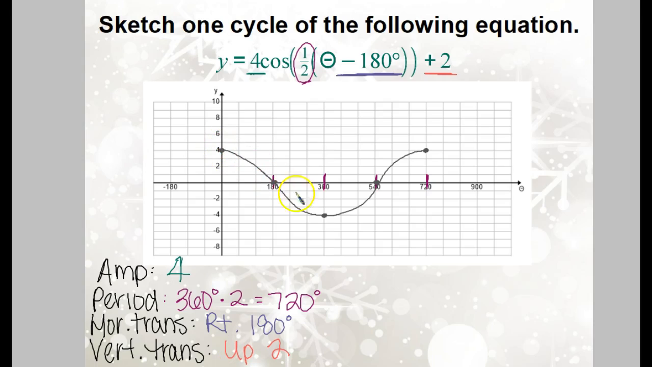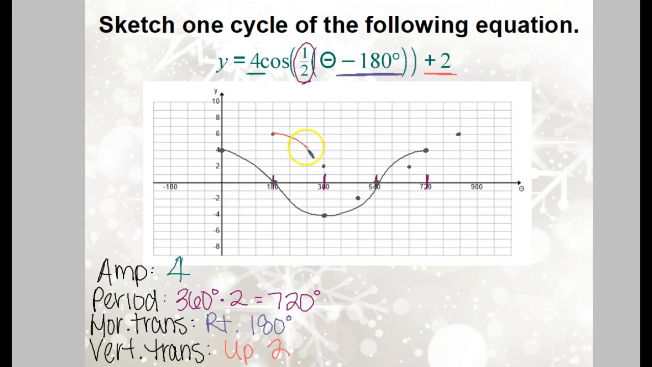So I'm going to take these 1, 2, 3, 4, 5 key points and translate each of those. So I'm going to move right 180 and up 2. So right 180 degrees, up 2 units, for each of the key points. So now that I have these 5 key points, I can just connect them with a smooth curve to get my resulting transformed cosine function.